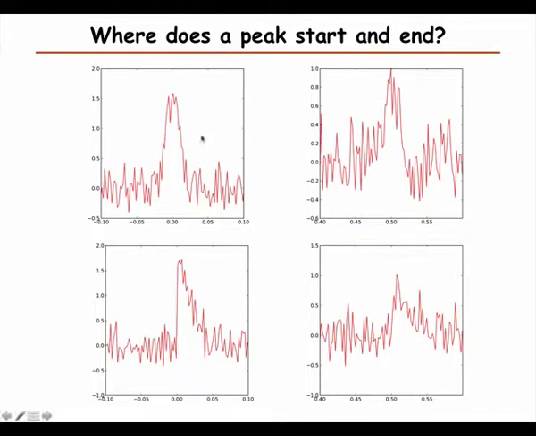So for example, we have 4 examples here. Probably for this case we should start here and go over there, but then we have a skewed peak and it probably starts here, but it's not completely clear where we should end. And this one is very difficult to say where, especially where it ends. So that introduces quite an uncertainty when there is noise present.